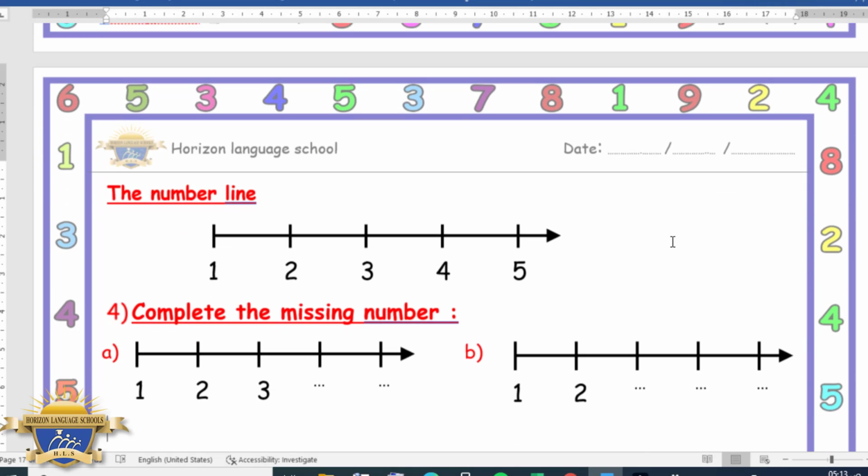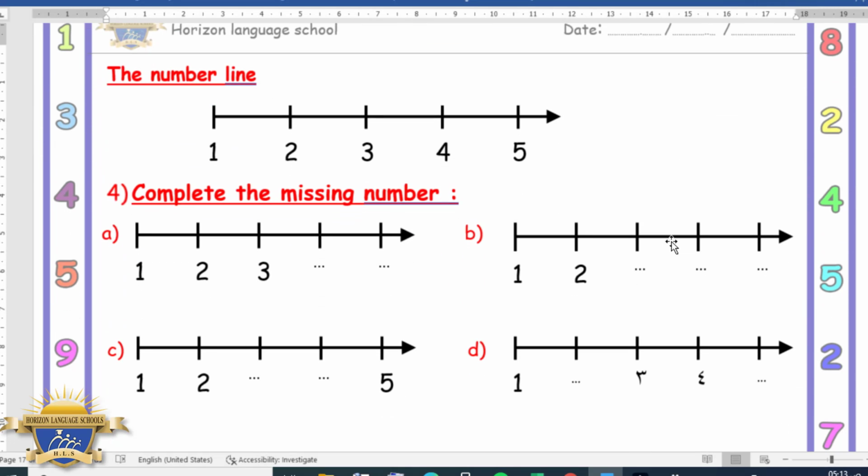This is a very important thing to know, which we call the number line. It is a line which we put numbers on to know what is smaller and what is larger by just looking at the number line. For example, I have the numbers on the number line from 1 to 5. 1, 2, 3, 4, 5.